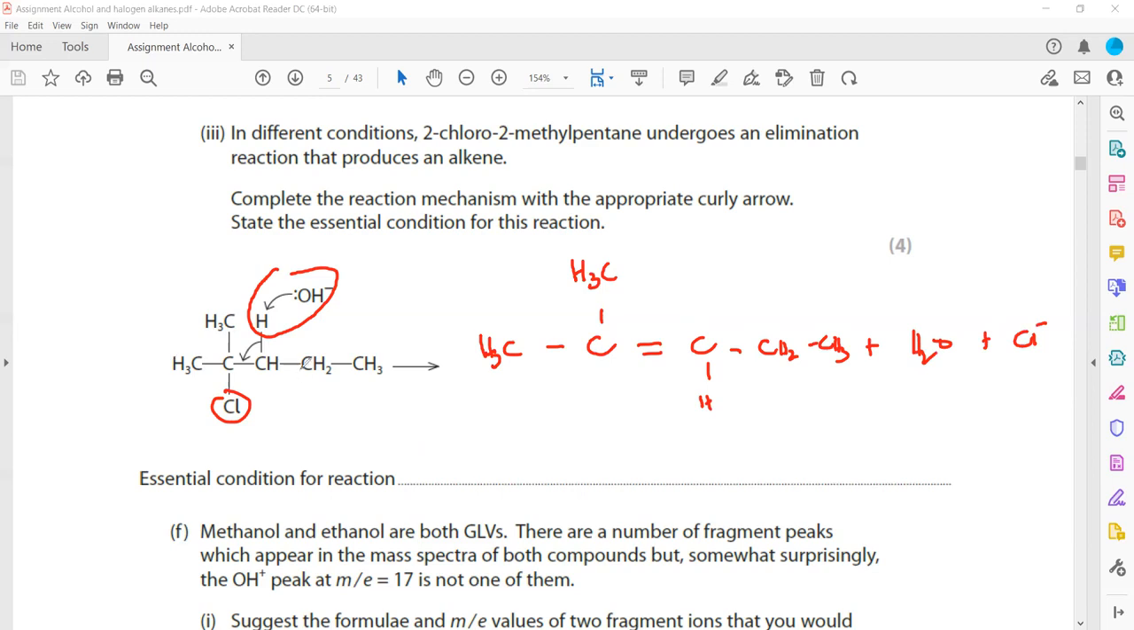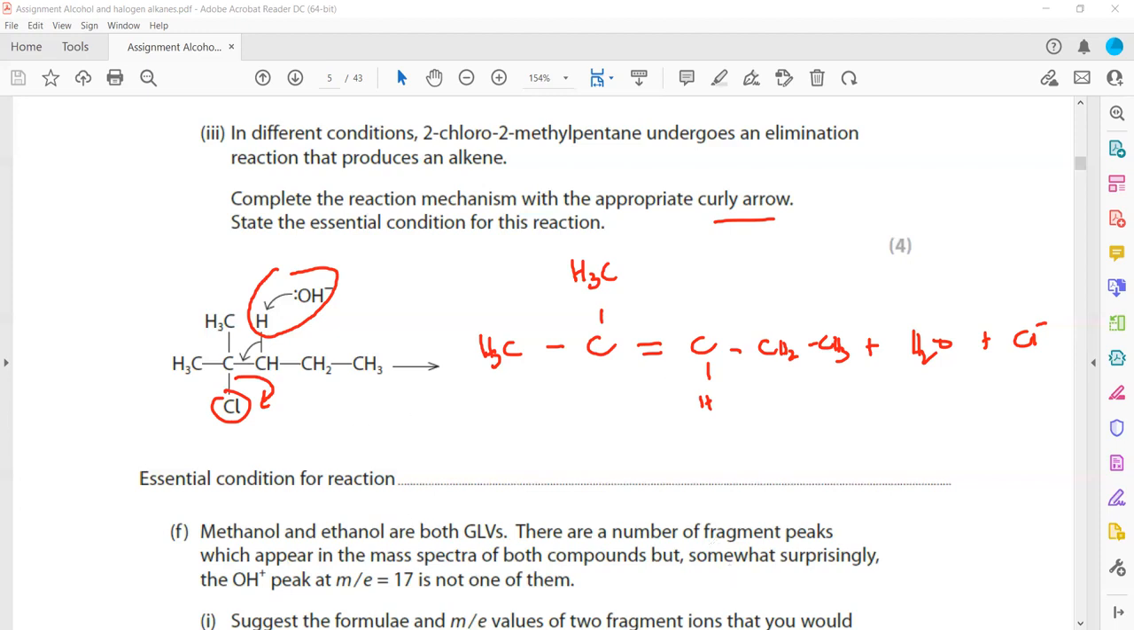So how is the chloride ion formed? As they mentioned, complete the reaction with the appropriate curly arrow. The chlorine is more electronegative than carbon, so chlorine will take both of the electrons involved in the bonding. That's why it will produce a chloride ion.